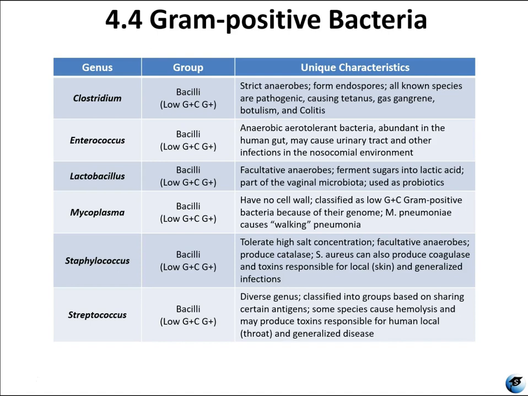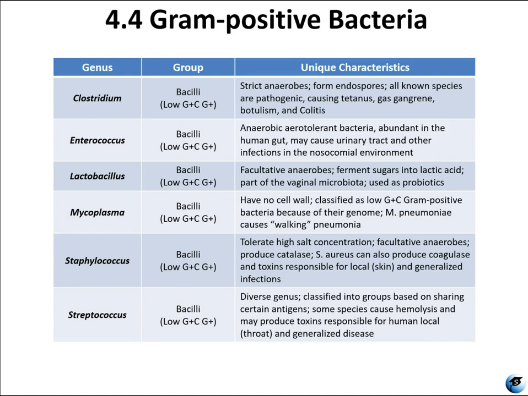Staphylococcus. This has Staphylococcus listed as bacilli. I think that is a typo, as well as Streptococcus below. These are not bacilli, they are cocci. However, they are low GC gram-positives. Staphylococci are unique in that they are halotolerant, and they produce catalase. They also produce coagulase, and they have some toxins that are responsible for local skin and generalized infections. Not all Staphylococci are pathogenic, but the ones that you know of are the ones that cause staph infections.